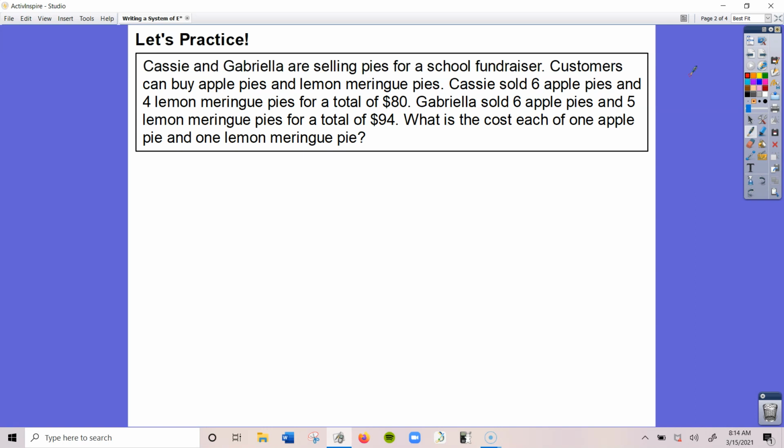What is the cost of each of 1 apple pie and 1 lemon meringue pie? So here, since we're looking for the cost of each one, that means we would have to solve for both x and y. So I'm going to make x the cost of apple pies.